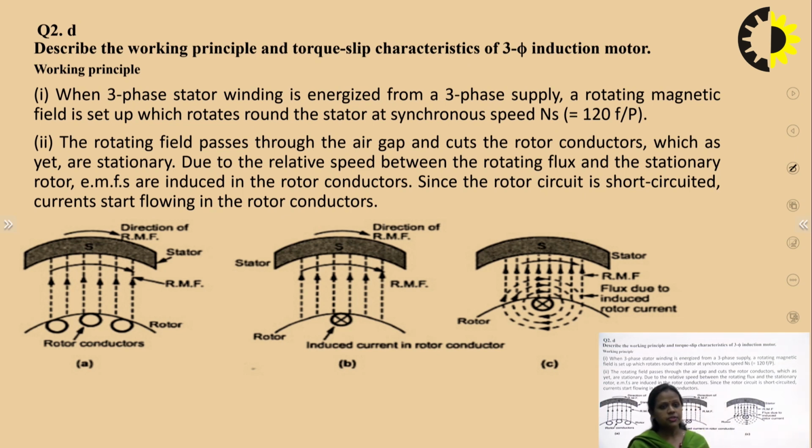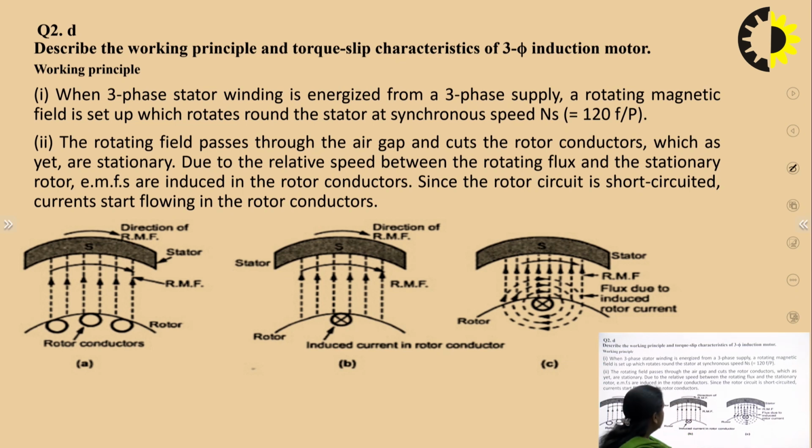In a three-phase induction motor, we know that we have a stator and a rotor, and the stator is supplied with a three-phase supply. When the three-phase stator winding is energized from the three-phase supply, you know that a rotating magnetic field is set up, which rotates around the stator at the synchronous speed Ns.